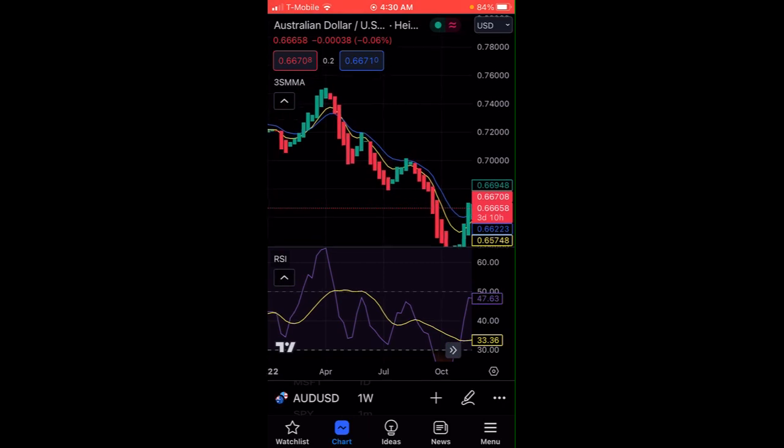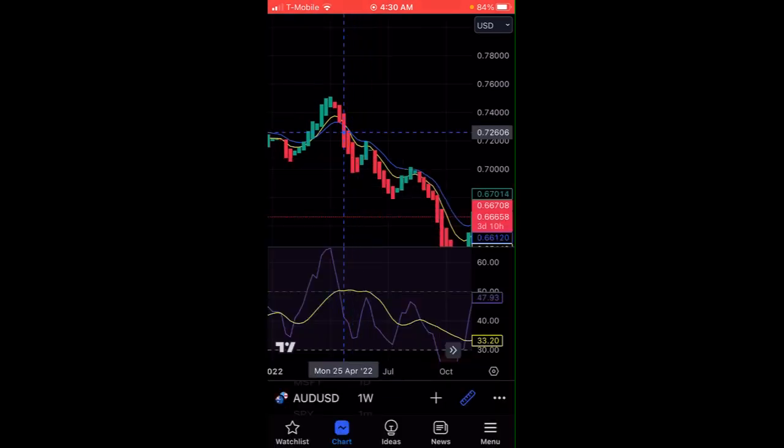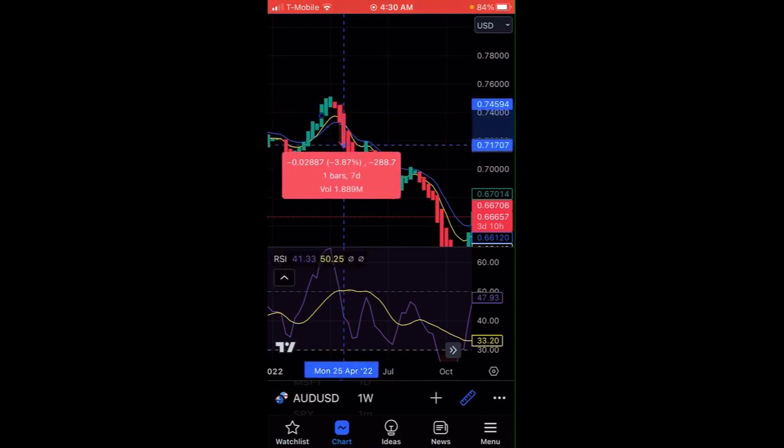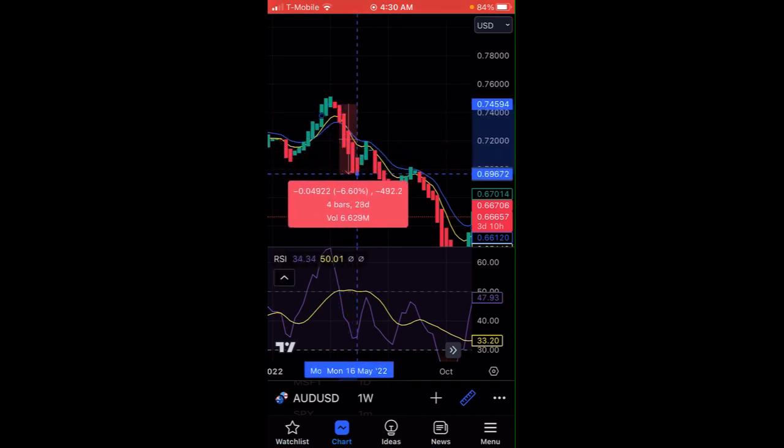Let's look at this one right here. You see it crossing down right here, and we just waited out till here to here. This is a 28-day move. This is almost a $5,000 move if you're dealing with a dollar lot size.